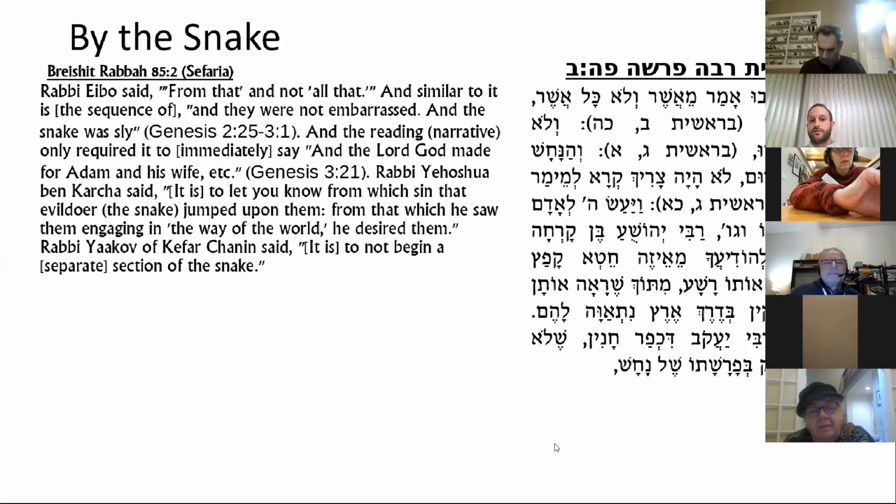As far as what led to the whole incident of the snake, it says that Adam and Chava weren't embarrassed being naked, and then it says that the snake was sly. So what made the snake try to make Chava eat from the Eitz Hadat, the tree of knowledge, was that he saw Adam and Chava together, thought she was beautiful, and decided he wanted to steal Chava. That's what they learn from those parashiyot.